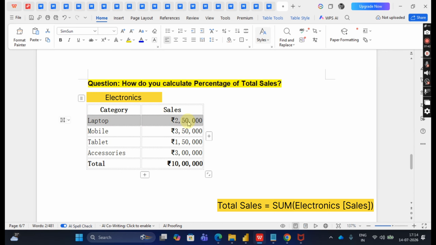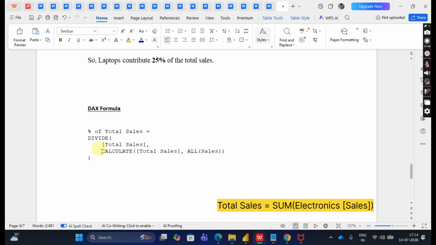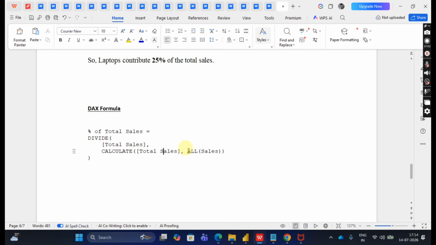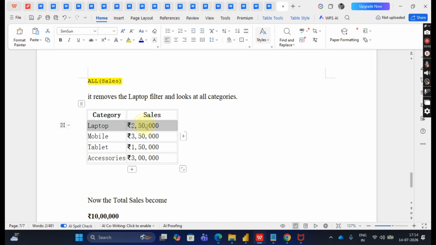Now we are using CALCULATE to change the filter context. Again, we are calculating the total sales measure, but we are using ALL of sales. This is the most important part of the formula. ALL of sales removes all the filters from the sales table. So instead of calculating the sales just for one category, Power BI calculates the sales for the entire table.